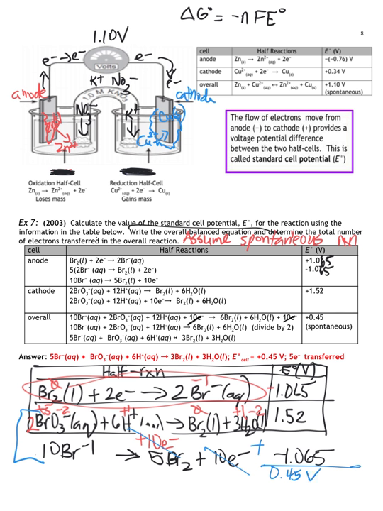And this reaction is in fact spontaneous because E is greater than 0. So we know that this reaction does hold true to the condition that we set, which is to assume this reaction is spontaneous. Now, how many electrons are transferred? We can track that there's 10 total electrons transferred.